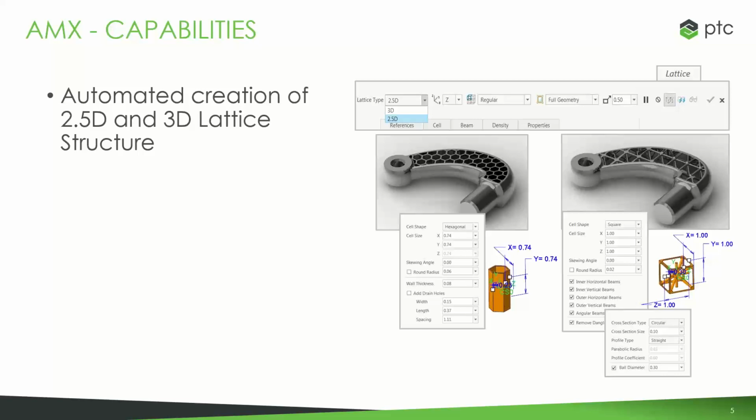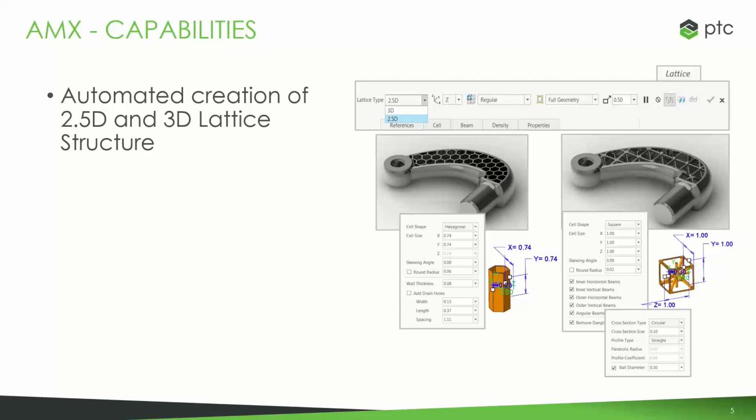So lattices in general have been something that simply would not have been possible to create through standard manufacturing techniques, but is something that's a piece of cake not only to design and automate here in Creo, but also create on the 3D printer. You'll see there's lots of different types and configurations you can use here. Everything from more of a 2.5D shape to 3D lattices.